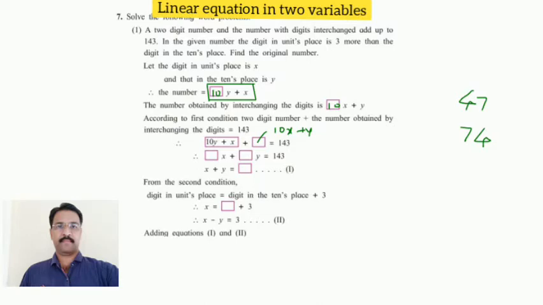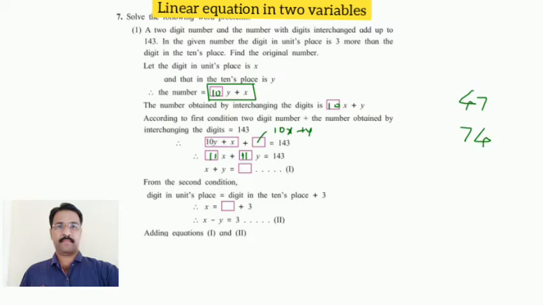Now, by simplification, what do we get? First I'll write the x terms. This is 1x and here it is 10x, with a plus sign, so we get 11x. Now how many y's are there? 10y plus one more y, so we get 11y. Now 11x plus 11y is equal to 143.